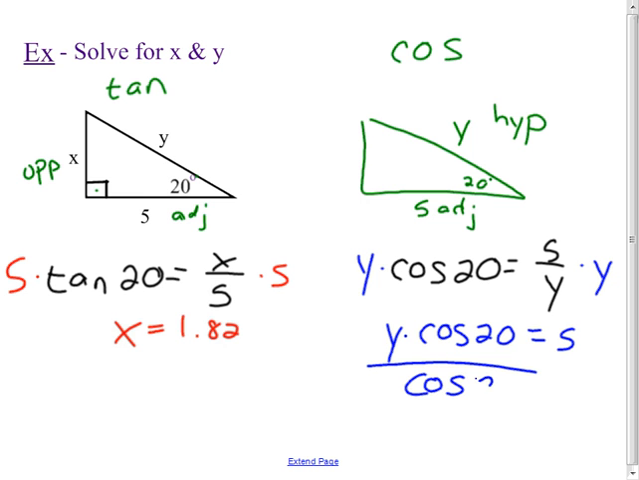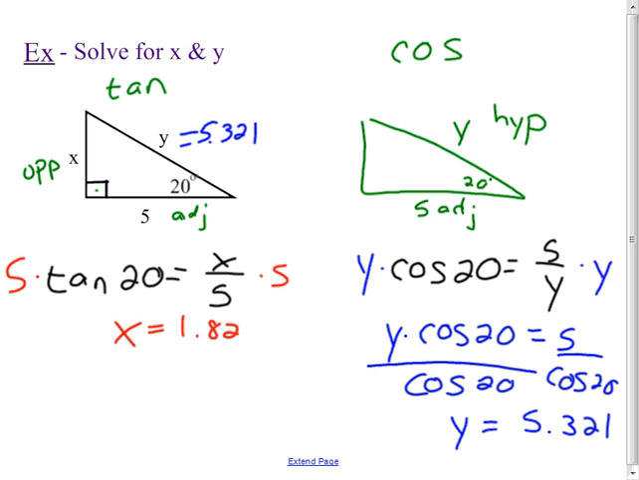Now I got to get rid of cosine 20 because y I see by itself. Make sure you divide correctly. Don't assume that you're doing it right. Do the math behind it. So when I take 5 and divide it by the cosine of 20, I get 5.321. So now I need to look at this. Y is 5.321, and then x is 1.82.